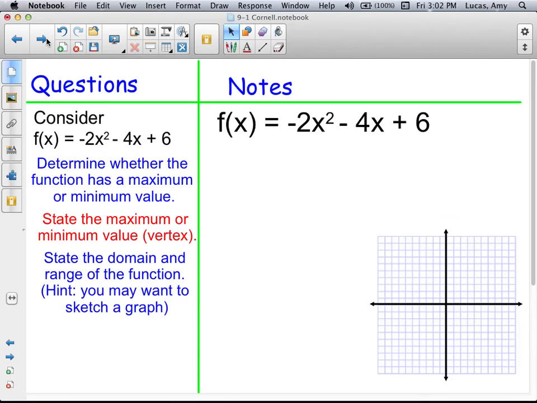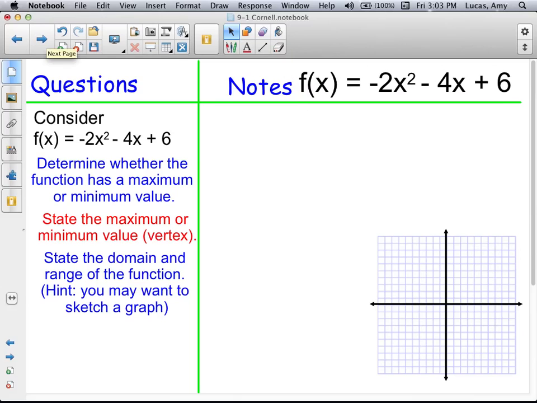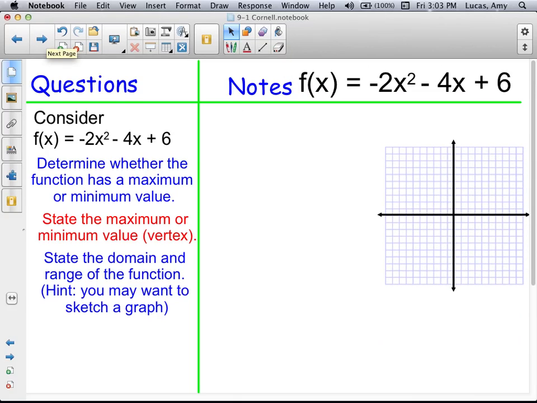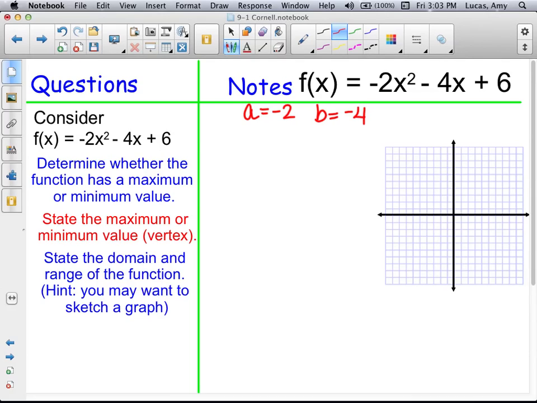Okay, starting out here, consider f of x equals negative 2x squared minus 4x plus 6. It says determine whether the function has a maximum or minimum value, and then state that maximum or minimum value, and state the domain and range of the function. As a hint, it says we may want to sketch a graph, so I am going to sketch a graph for each one of these. Looking at our function, a is negative 2, b is negative 4, and c is 6.